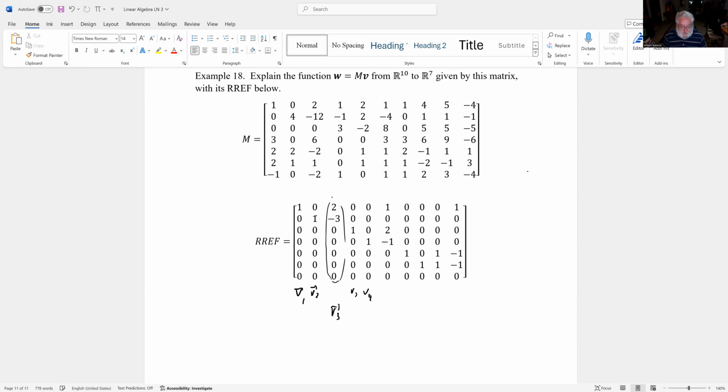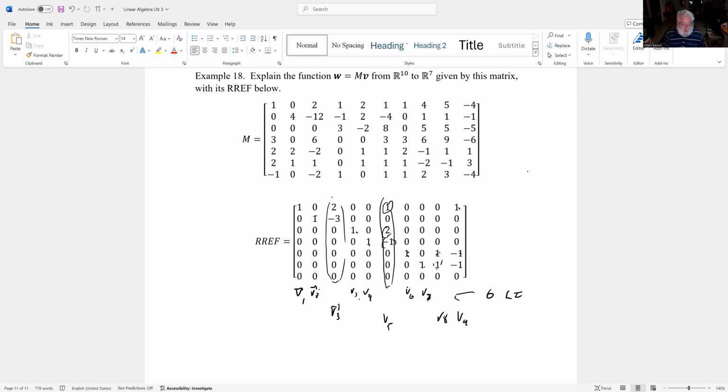v3 and v4 are linearly independent of v1 and v2. But v5 depends on v1 and on v3 and on v4. v6 and v7 are linearly independent, but v8, the 1 and 1 here, depends on v6 and v7, and v9 depends on v1, v6, and v7. So we actually have 1, 2, 3, 4, 5, 6 linearly independent.